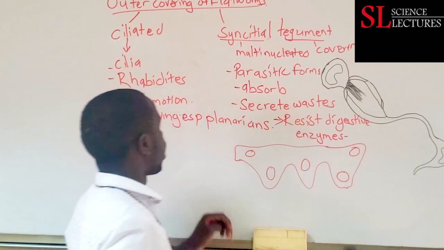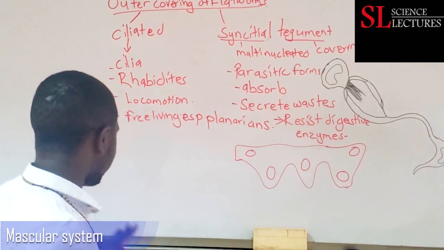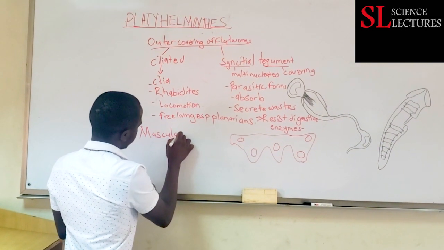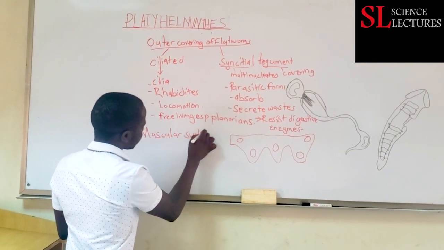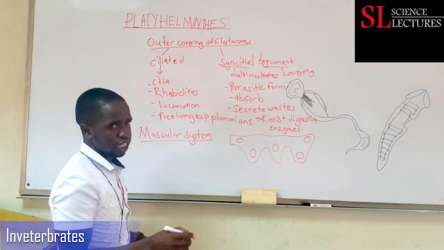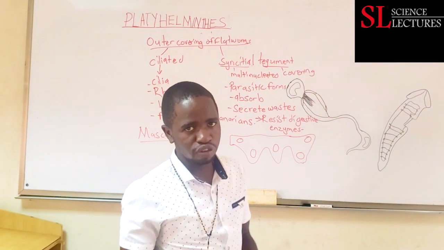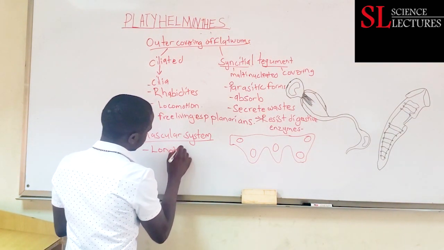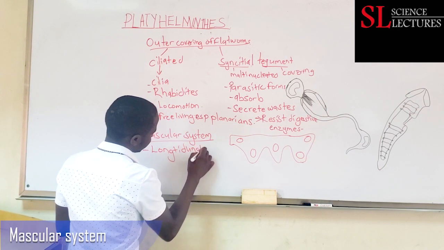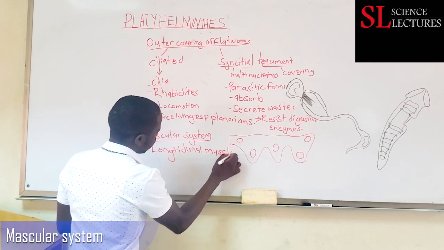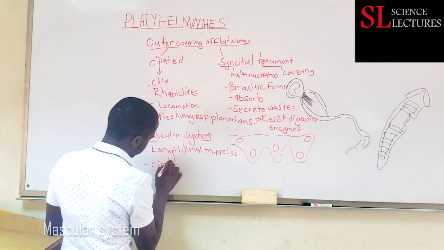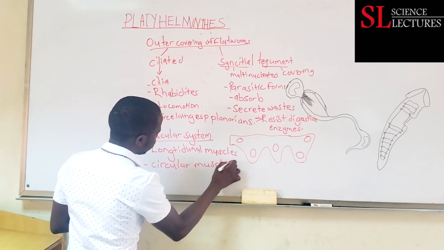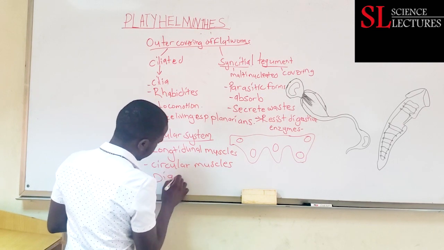So that is it for the outer body covering. Next, we look at their muscular system. The muscular system of flatworms is made up of basically three major types of muscles. Number one, we have what they call longitudinal muscles. We have the circular muscles, and we have what they call diagonal muscles.